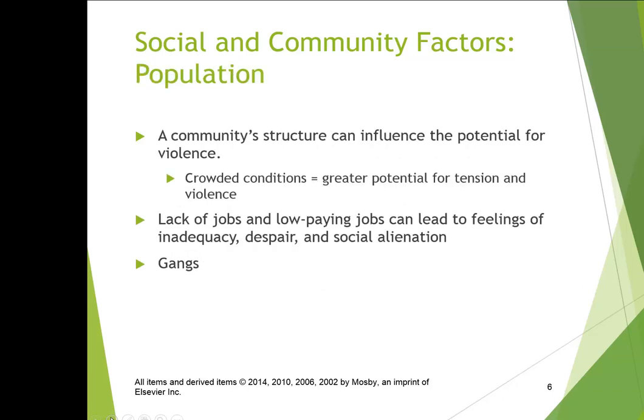Other social and community factors in the population, a community structure, can influence the potential for violence. The book suggests that overcrowded areas have a greater potential for tension and violence. People who live in poor conditions, with lack of jobs and low-paying jobs, can have feelings of inadequacy, despair, and social alienation.